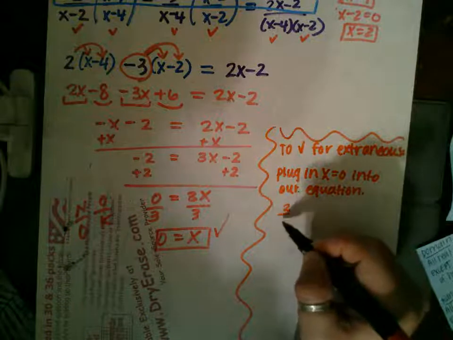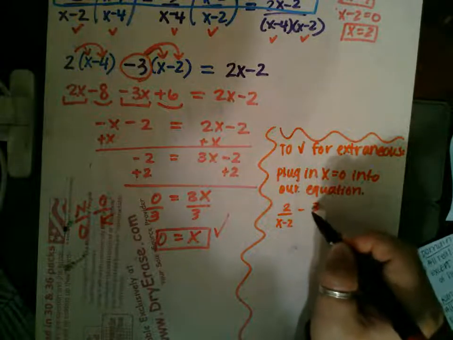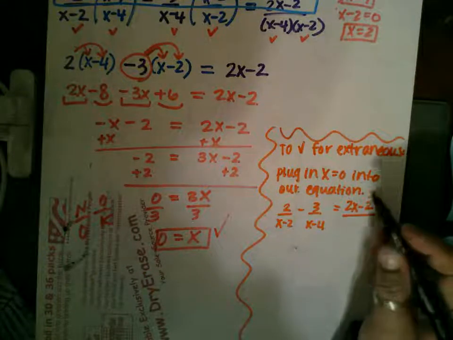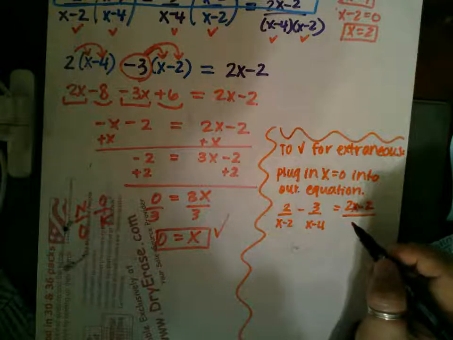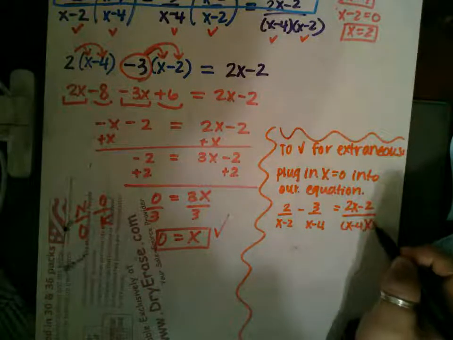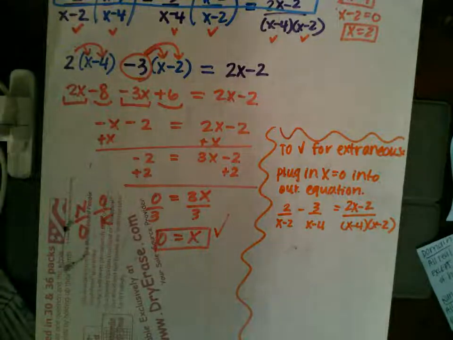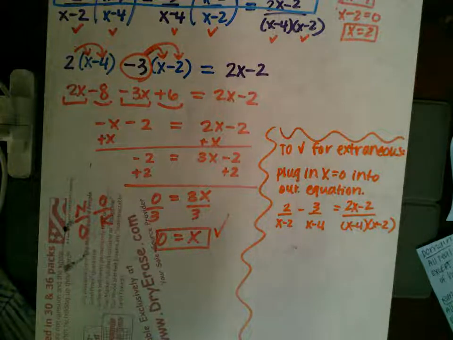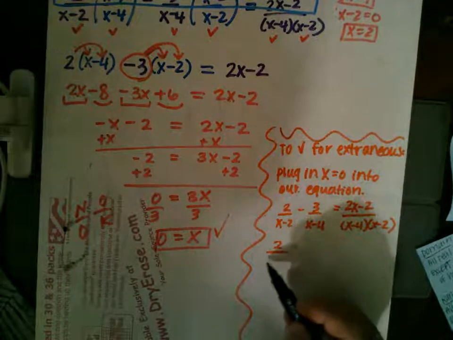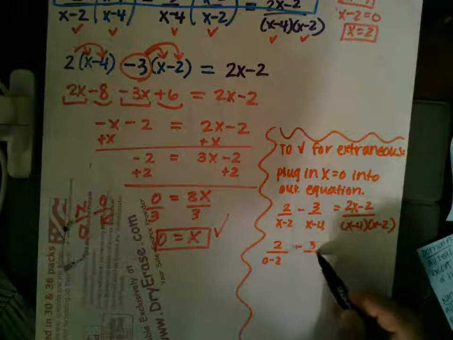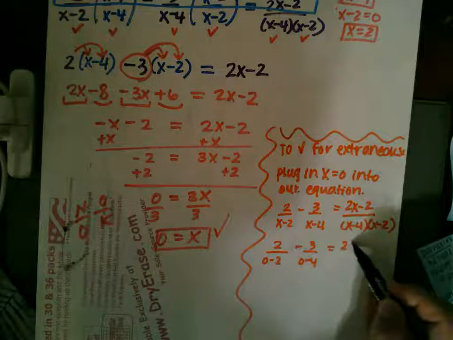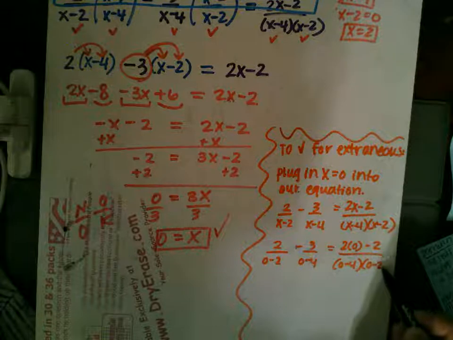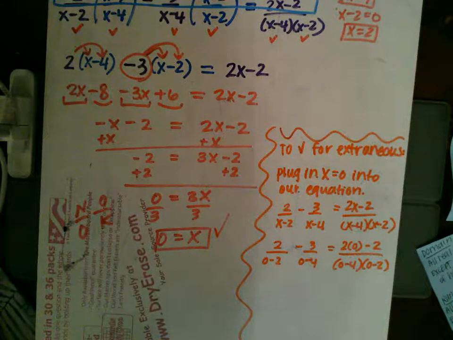So normally we have 2 over x minus 2 minus 3 over x minus 4 is equal to 2x minus 2 over, I'm going to use factored form, x minus 4, x minus 2, okay? So to check for the extraneous, I should get a true statement since this is the solution when I plug in 0 for x. Okay, so 2 over 0 minus 2 minus 3 over 0 minus 4 should equal 2 times 0 minus 2 over 0 minus 4, 0 minus 2. All right, I plugged in 0 everywhere there was an x value.